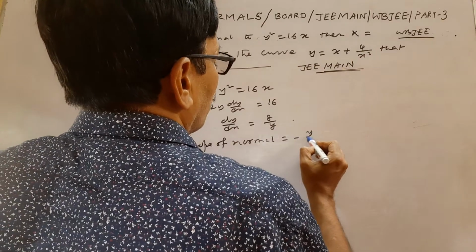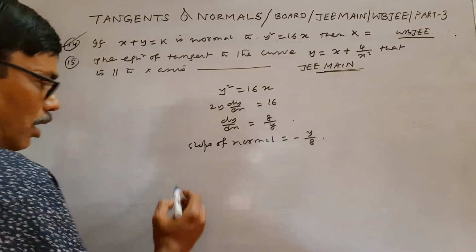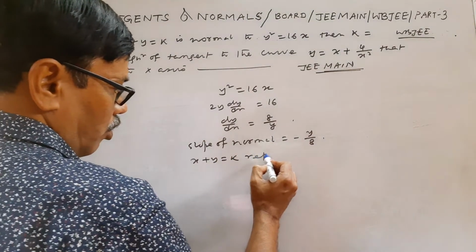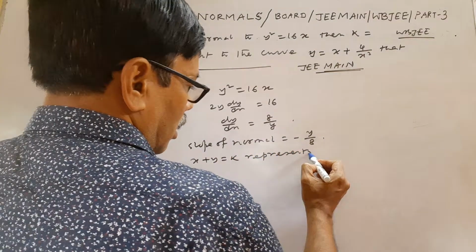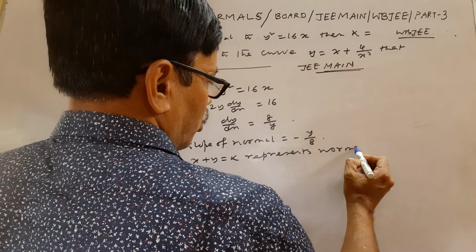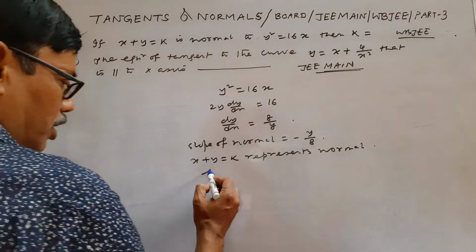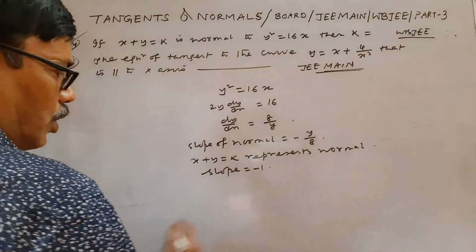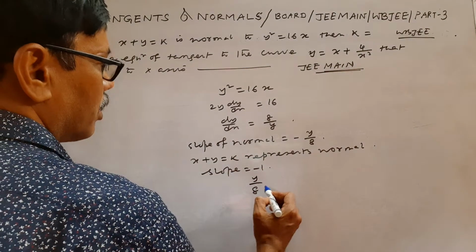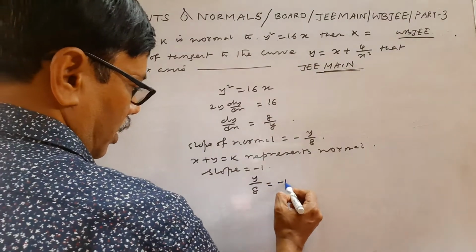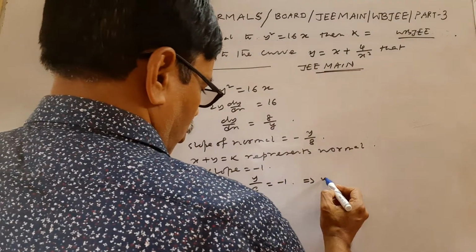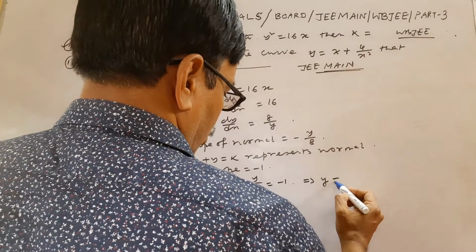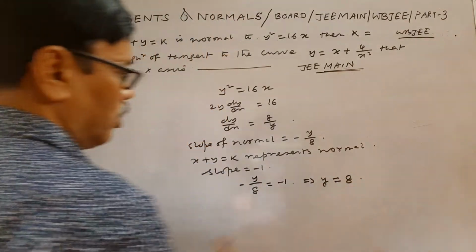So minus y by 8. Now x plus y equals k represents normal to the curve. So what is the slope? Slope is minus 1. So y by 8 equals minus 1. So minus 1 by 8 equals minus 1. So y equals 8.